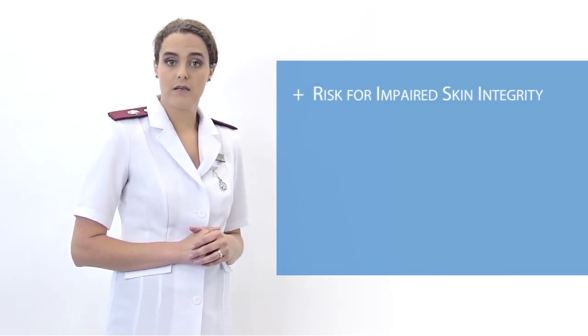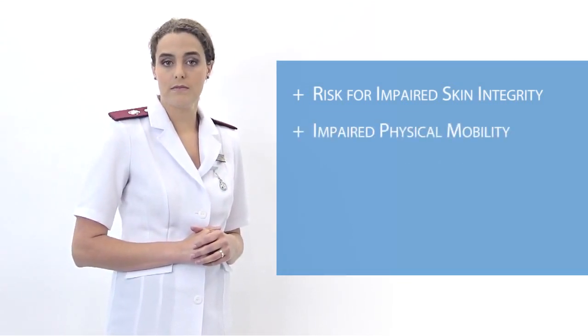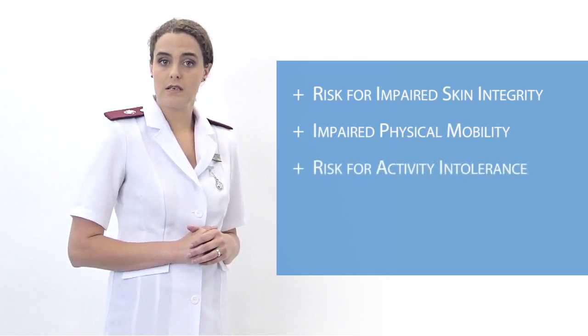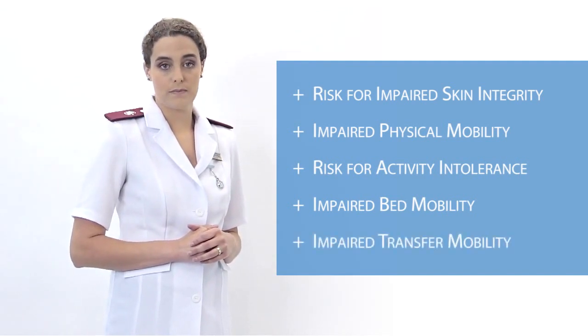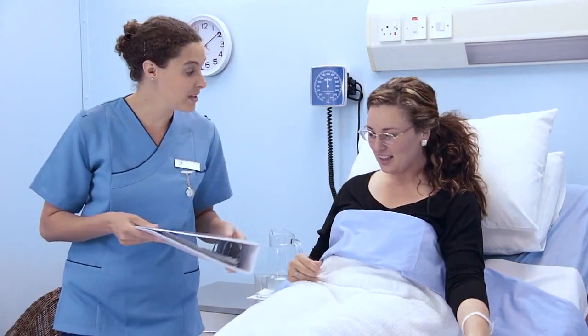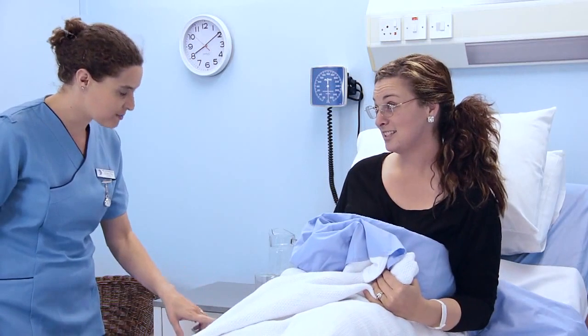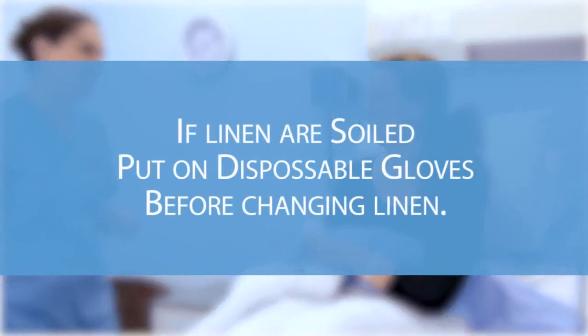Please note, appropriate nursing diagnosis may include risk for impaired skin integrity, impaired physical mobility, risk for activity intolerance, impaired bed mobility, and impaired transfer mobility. If any of these nursing diagnoses are relevant, the patient may not get out of bed. You will then make an occupied bed. Before you begin to change the linen, first check for evidence of any body secretions or fluids on the linen. If any is present, put on disposable gloves before changing the linen.